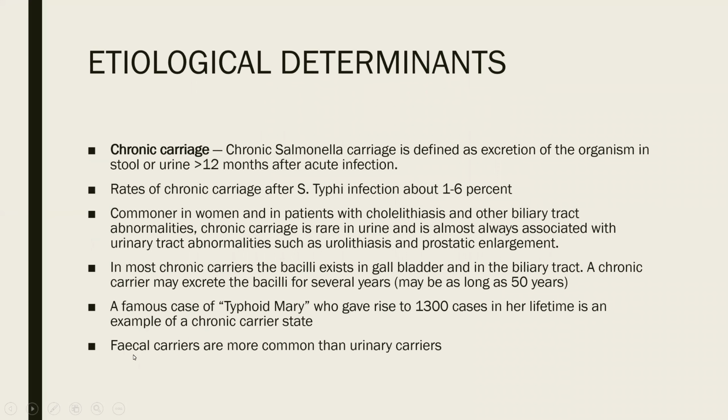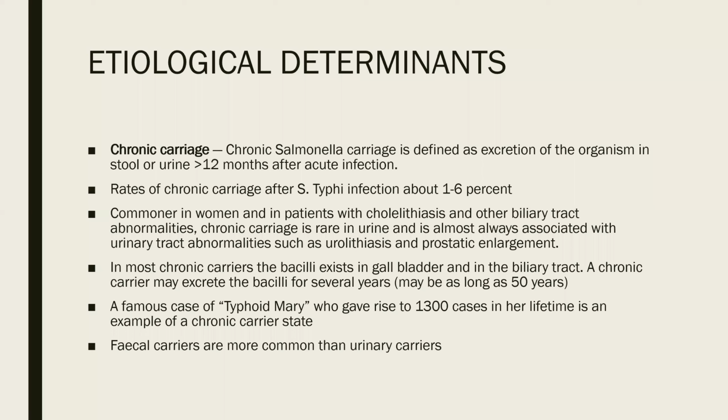So this is just what we talked about. We talked about chronic Salmonella carrier, defined as excretion of the organism in stool or urine more than 12 months after the acute infection. Research has shown that about 1 to 6% of people who get infected with Salmonella typhi proceed to become chronic carriers. These rates are known to be increased in some specific groups of people. For example, women are known to be more often carriers than men.